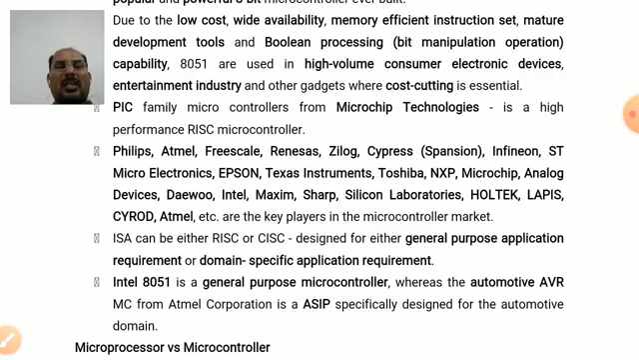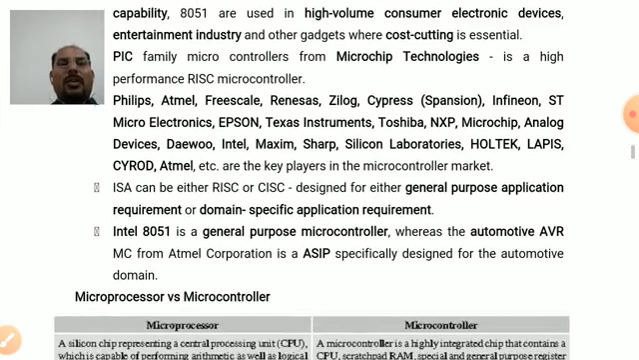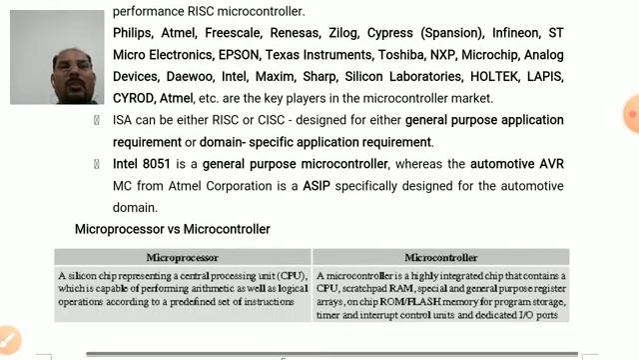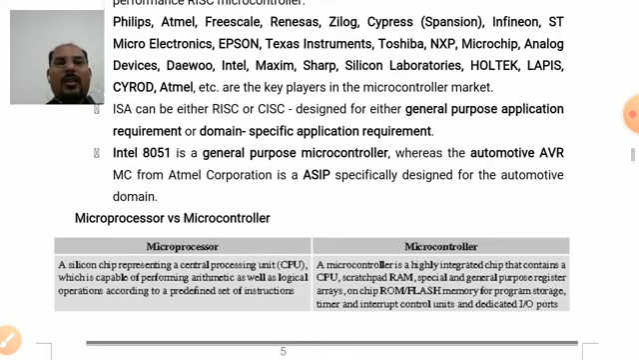Instruction set architecture of microcontrollers can be either RISC or CISC, and they are designed either for general purpose applications or domain specific applications. Intel 8051 is a general purpose microcontroller, whereas automotive AVR from the Atmel Corporation is an application specific microcontroller.